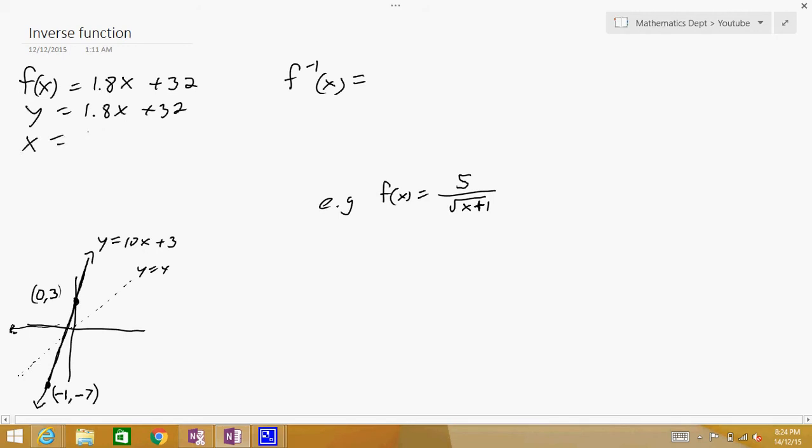So x is equal to 1.8y plus 32. And now what you have to do is solve for y. So 1.8y is equal to x minus 32. And then y is equal to (x minus 32) divided by 1.8. And this is your inverse function.